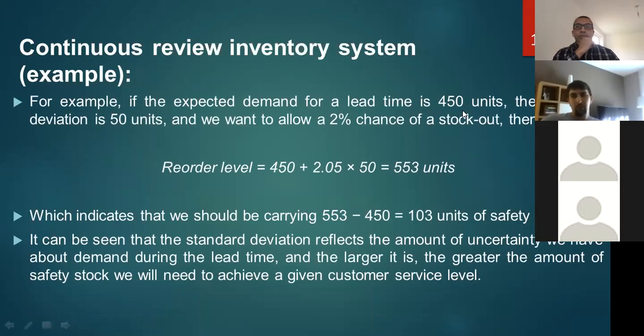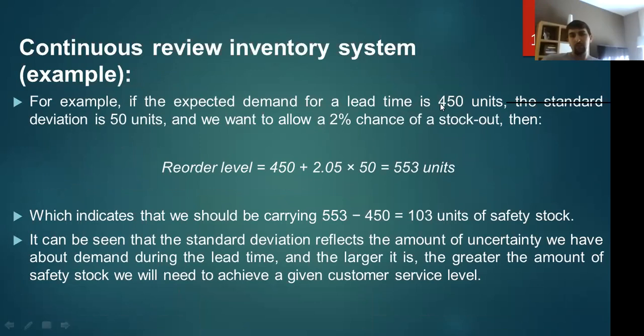And some small example. Let's say expected demand in the lead time was 450. So the middle of those curves that we previously showed of our normal distribution will be 450. And the standard deviation is 50 units. And our manager in inventory, or our boss or supply chain planner, says, well, I want a situation where I allow only a 2% chance of stocking out. Then the reorder level, or that S that we saw on previous slides, will be our mean demand plus 2.05 times 50, which gives us 553 units.